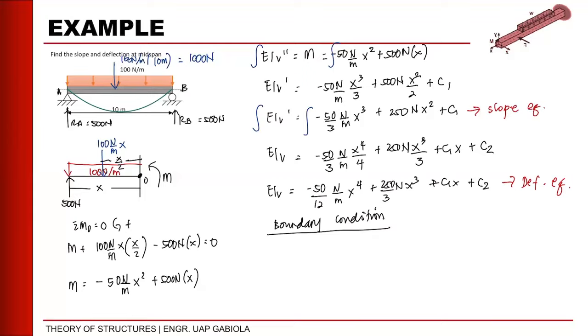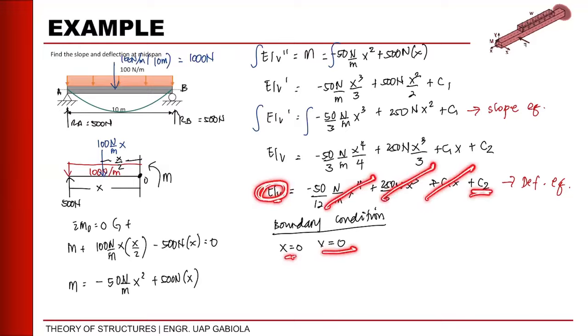Okay? So, sa support tayo, yung support natin is hinge tayo sa left side. So, at x is equals to 0, ang v natin is equals to 0. So, pag sinubstitute natin si v is equals to 0 dito, magiging 0 to. And then si x, 0 lahat to. So matitira ay C2. C2 is equals to 0.